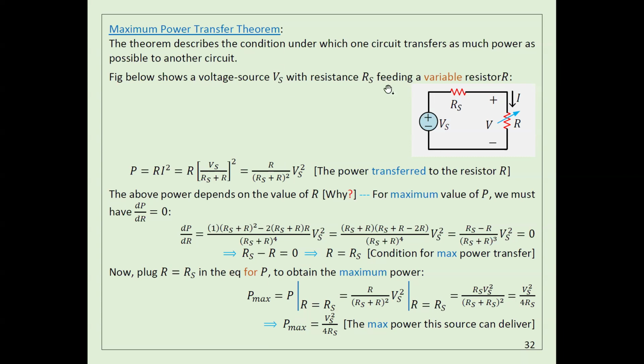So all I need from this slide is, number one, we need to understand that the power here depends on the value of R. By changing R, the power consumed will change. Number two, this resistance is going to consume the maximum power when R equals RS. Number three, the maximum power in this case is Vs squared divided by 4RS. Okay, any questions?